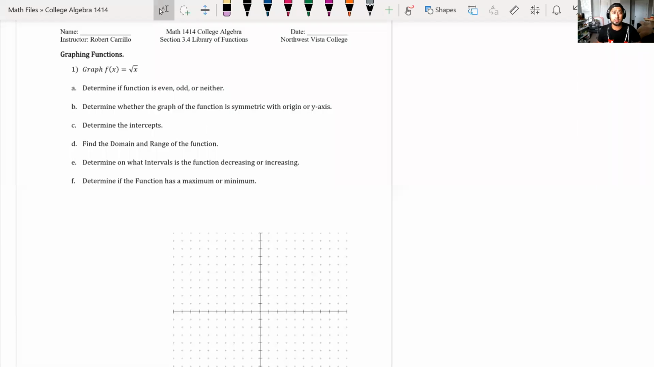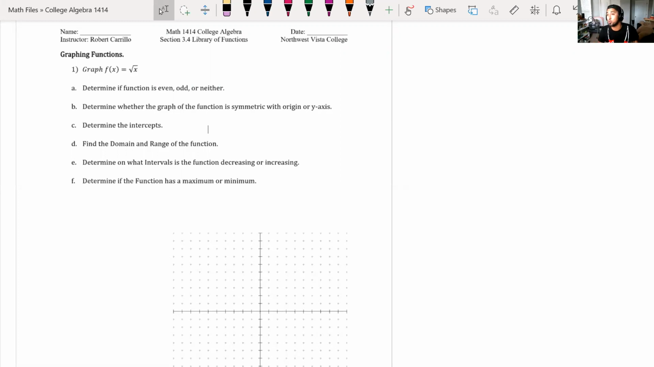All right, let's do this. 3.4 Library of Functions. Today, we'll just cover more properties and characteristics of functions, and then we will jump into piecewise functions, which are really important to know how to actually read and utilize. So let's first start off with graphing a function and answering the questions below.